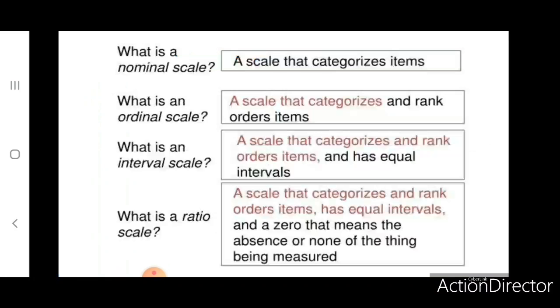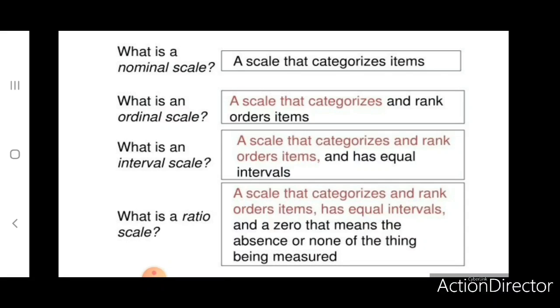So, once again there are mainly four types of scales: nominal scale, ordinal scale, interval scale and ratio scale. The nominal scale is a type of scale which helps to categorize all the items. Coming to the ordinal scale, apart from categorization, here one additional feature is there, that is ranking order of items. So, here ranking is also possible.